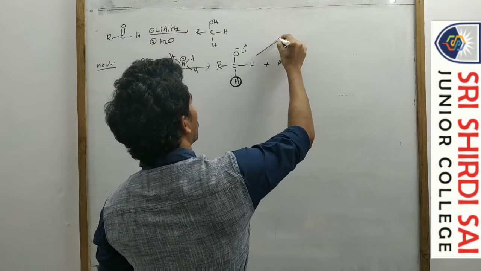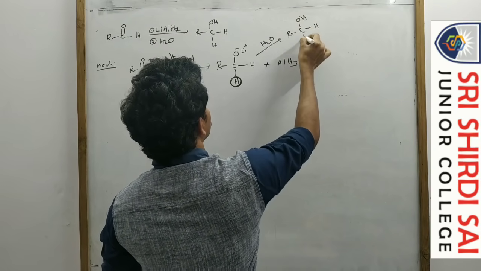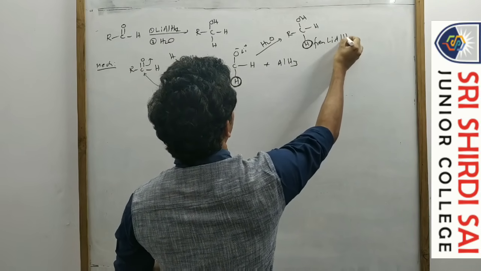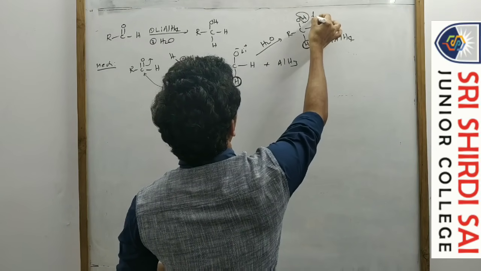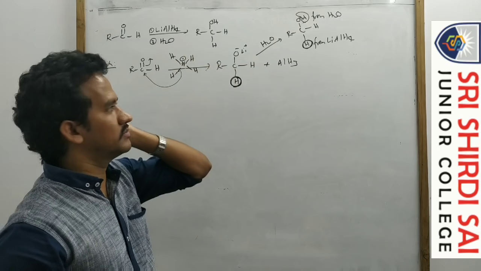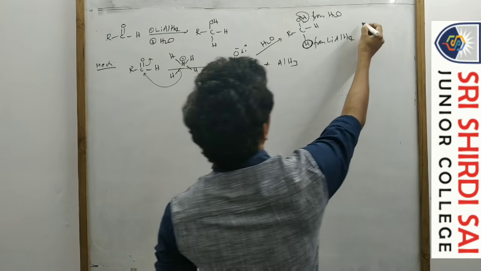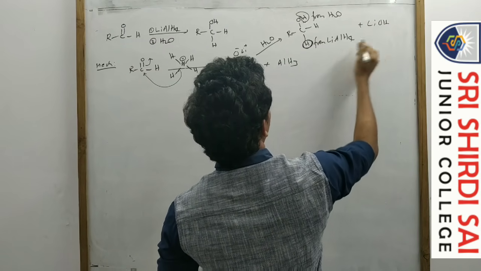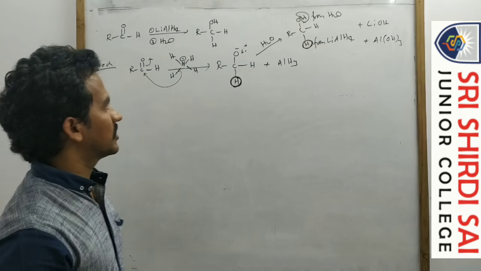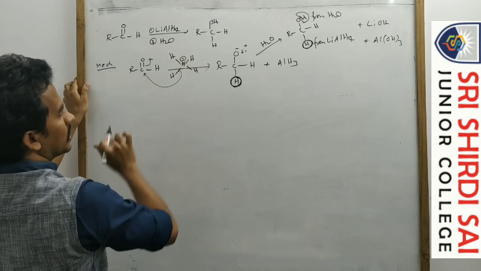Now this one goes through the hydrolysis process, giving RCH2OH. This hydrogen is from the LiAlH4 and this hydrogen is from H2O. By treating with water, the AlH3 is hydrolyzed, Li plus is converted to LiOH, and AlH3 is converted to Al(OH)3. Of course, hydrolysis is not necessary for this reaction. So in total, the aldehyde is converted to alcohol.